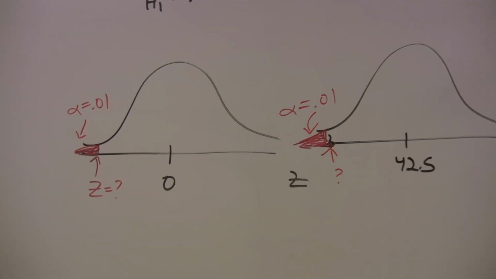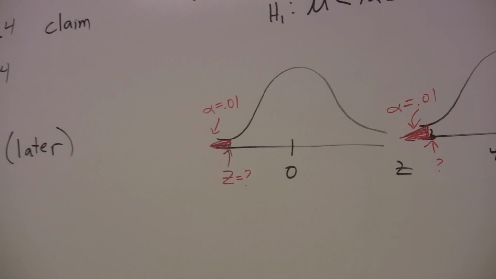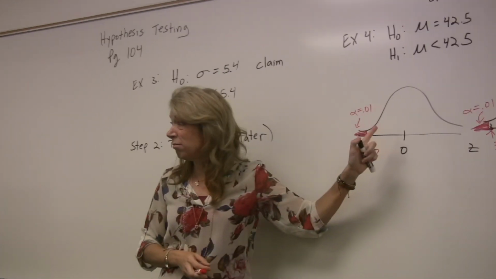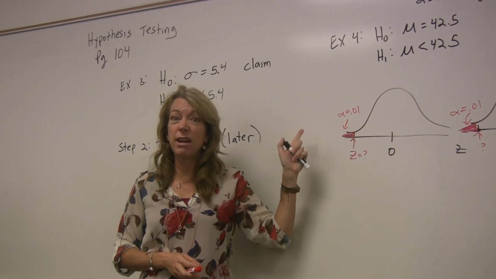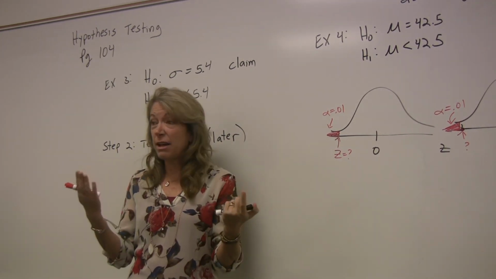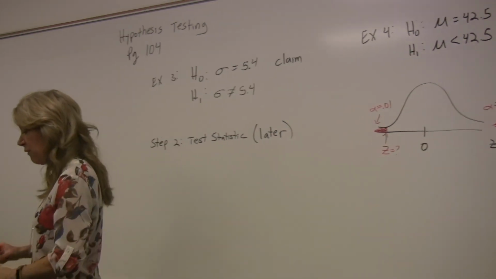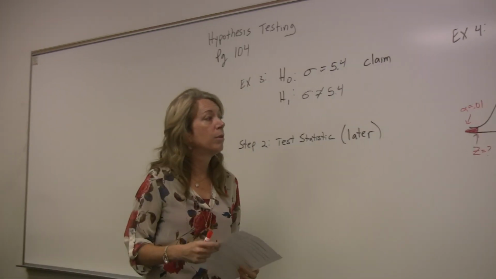We looked it up. We have to look it up, either on our calculator or on our table. But do we all agree that that's really a review problem? Find the z that cuts off an area of 0.01. So critical values are still the same critical values we did before. So the critical value for this one, what am I going to do?